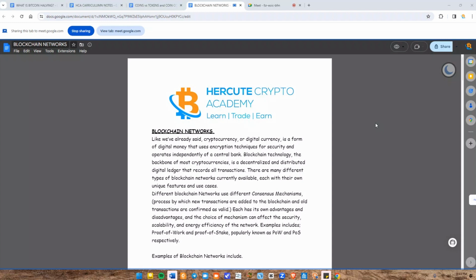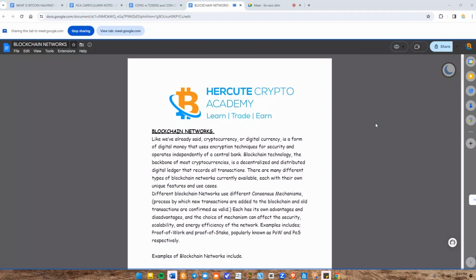Different blockchain networks use different consensus mechanisms. So what is a consensus mechanism? A consensus mechanism is a process by which new transactions are added to the blockchain and all transactions are confirmed as valid. It's just like an agreement of how things are going to be done. That is basically what a consensus mechanism is. Each blockchain network has its own advantages and, of course, disadvantages, and the choice of mechanism can affect the security, scalability, and energy efficiency of the network.